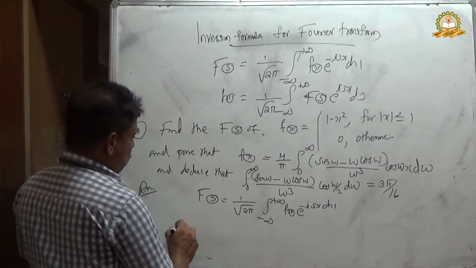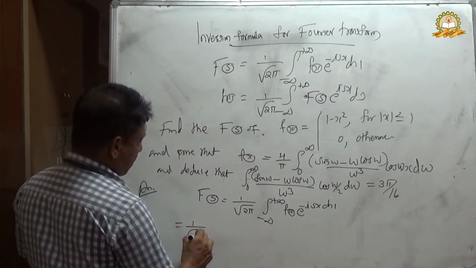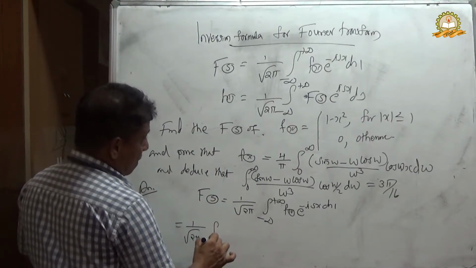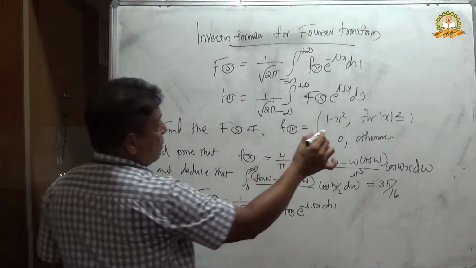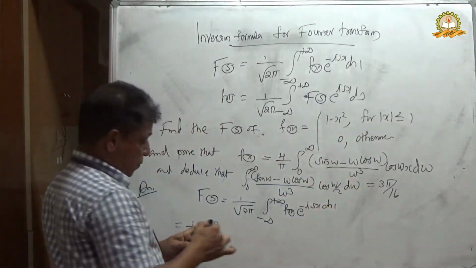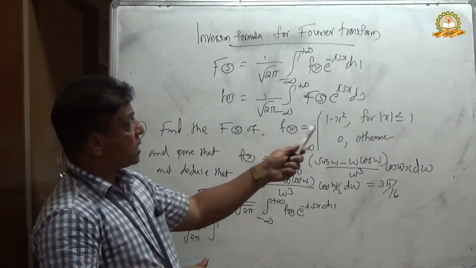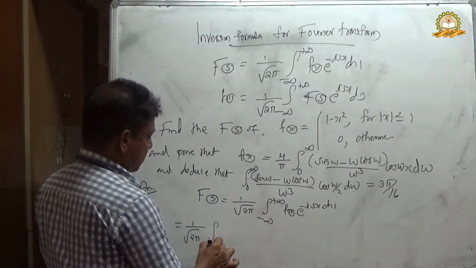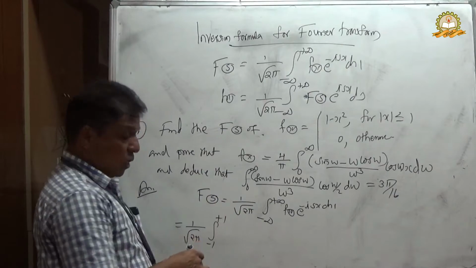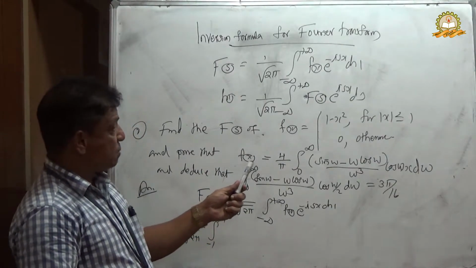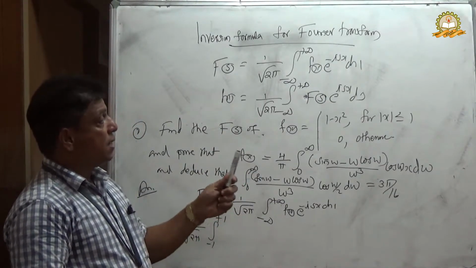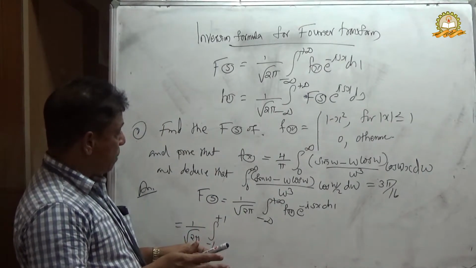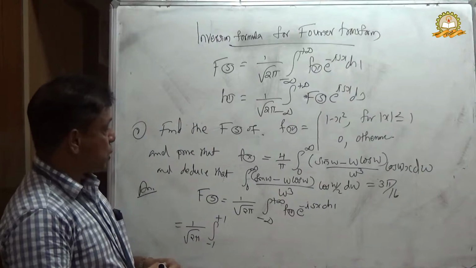Then 1 by root of 2 pi times the integral, where the limit is mod x less than or equal to 1. We yesterday already discussed the point mod x less than or equal to 1. We can take the lower limit as minus 1 and the upper limit as plus 1, since x lies between minus 1 and plus 1.